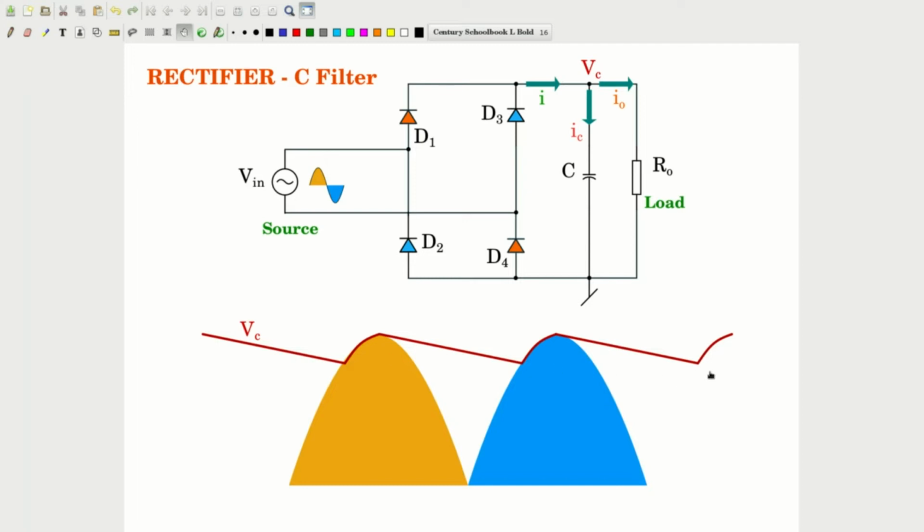Likewise, this would be the steady state waveform shape for the output at node VC. So this is also the ripple that the output would see across the load. And this ripple is controllable through design. We will see that later.